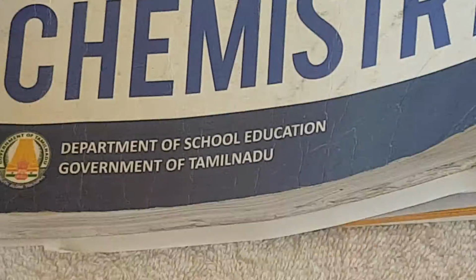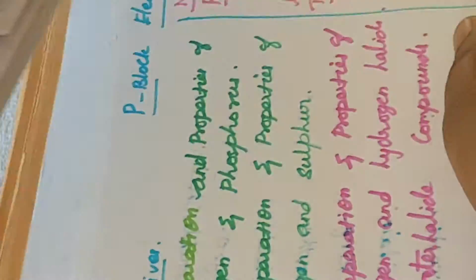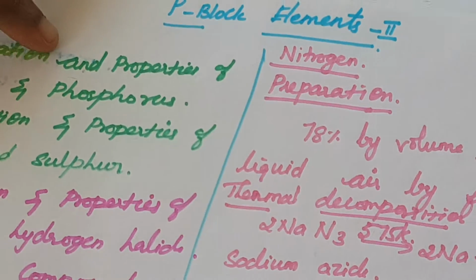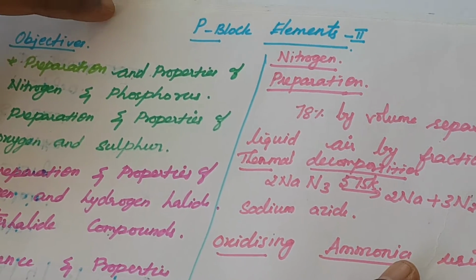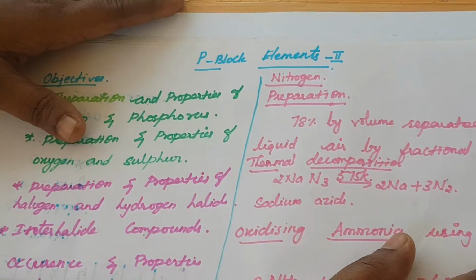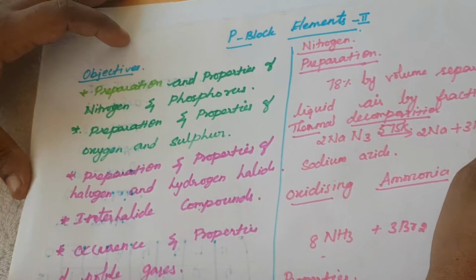Today we are going to see the third lesson, P block elements 3. In the previous videos we studied two physical chemistry lessons and two inorganic chemistry lessons. So four lessons are completed, that's all your midterm portion. Today we are going to see the new lesson, P block elements 3.